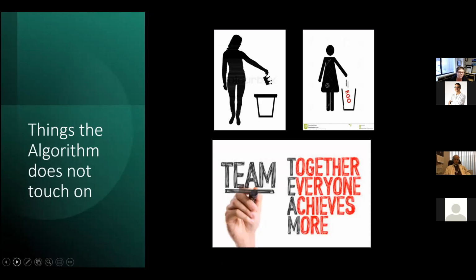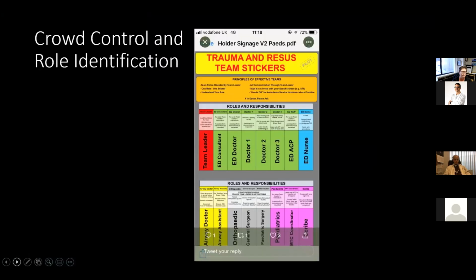The things the algorithm doesn't touch on, and I think an ACLS course does a good job of, is talking about the divas, the people with the big egos that don't want to park them at the door when they come into a resuscitation, or how we need to practice as a team. And I think that's really important. ACLS courses also talk about how to manage crowds and role identification.